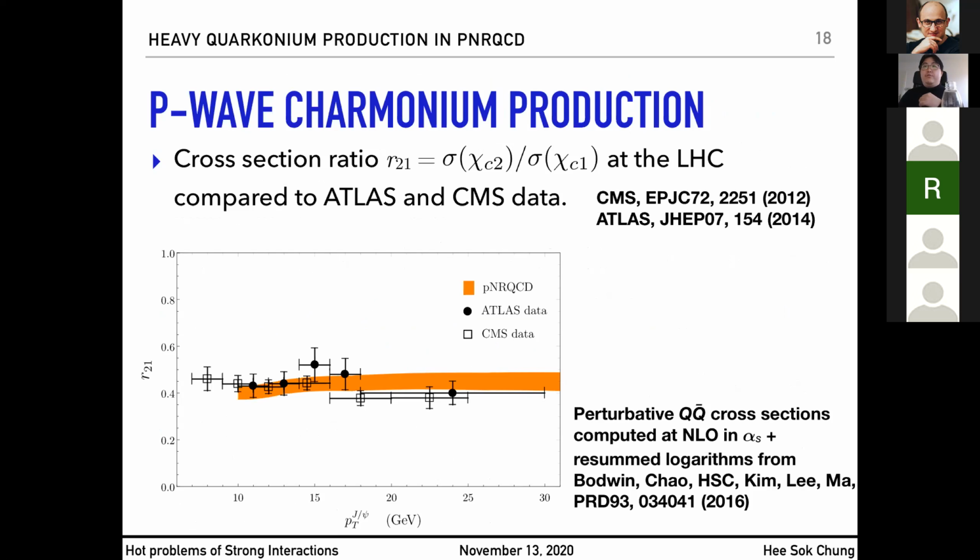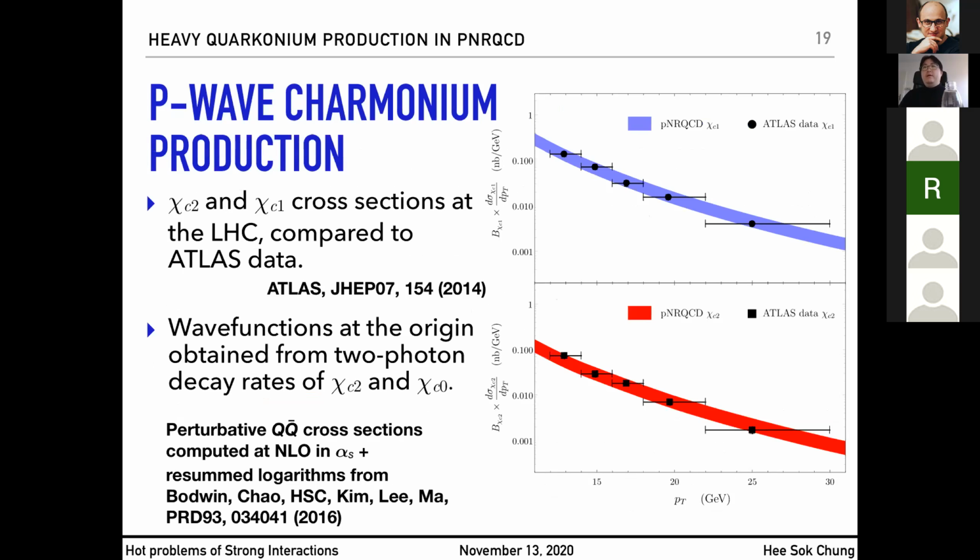We first show you the cross-section ratio of chi-c2 versus chi-c1 at the LHC compared to ATLAS and CMS data. Our results are shown in this orange band. The agreement is very good. We can also calculate the wave function at the origin and calculate the absolute cross-sections. These are chi-c2 and chi-c1 cross-sections at the LHC compared to ATLAS data. Again, the agreement is very good.